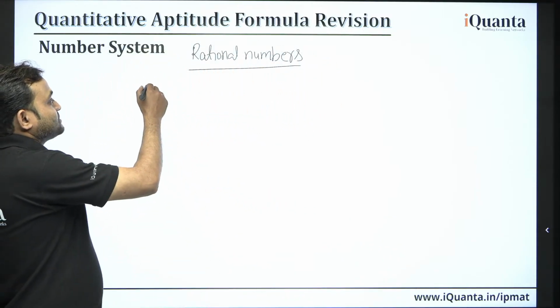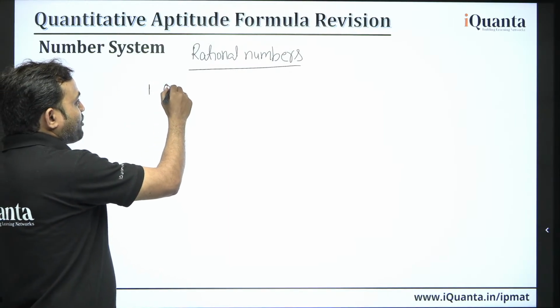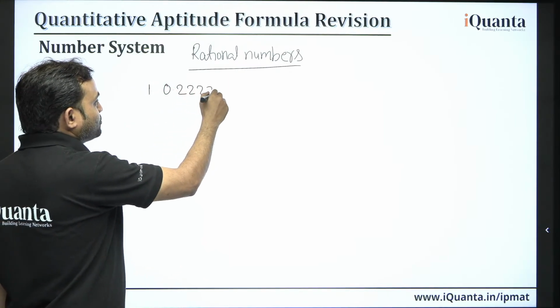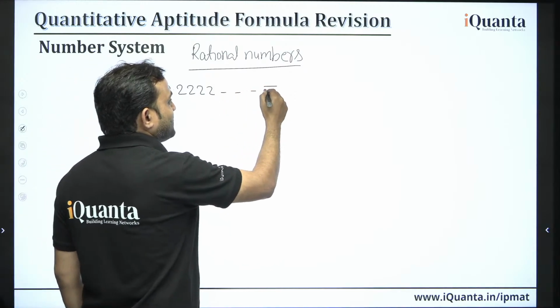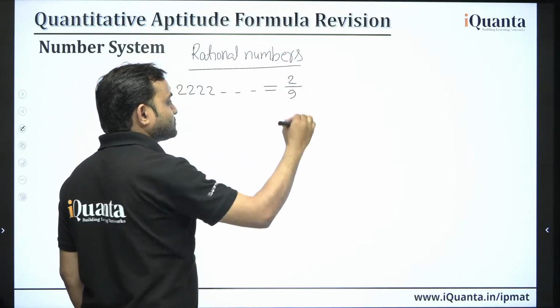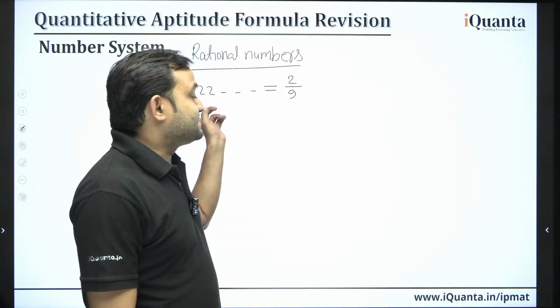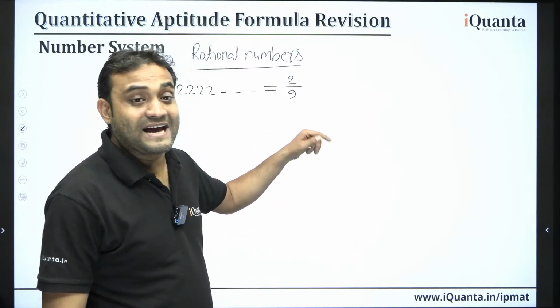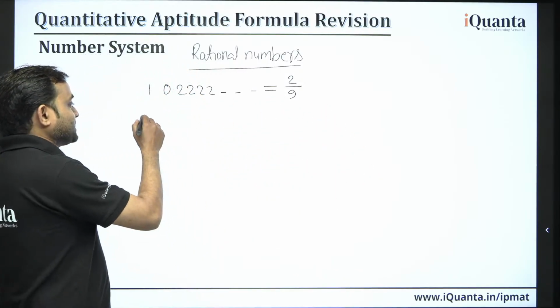So, 0.2222 and so on will be equal to 2 by 9. Write down the digits which are repeating themselves, and put as many 9s as there are digits repeating themselves.